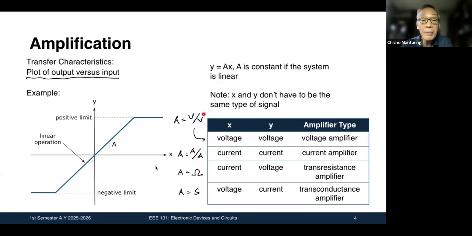Okay, sometimes instead of volts per volt, you see volts per millivolt. So that's also possible. All that means is how many volts of output per millivolt of input. And you saw that when we described the operational amplifier. The open loop gain of an operational amplifier is usually expressed in terms of volts per millivolt.